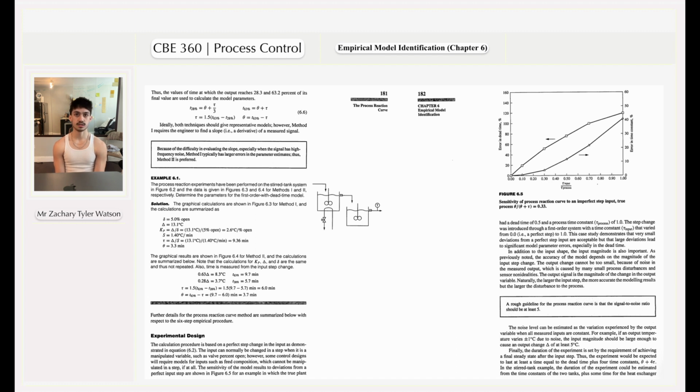So ideally, both techniques should give good representation models. However, method 1 requires the engineer to find a slope, aka a derivative of a measured signal. Because of the difficulty in evaluating the slope, especially when the signal has high frequency noise, method 1 typically has larger errors in the parameter estimates, thus method 2 is preferred.